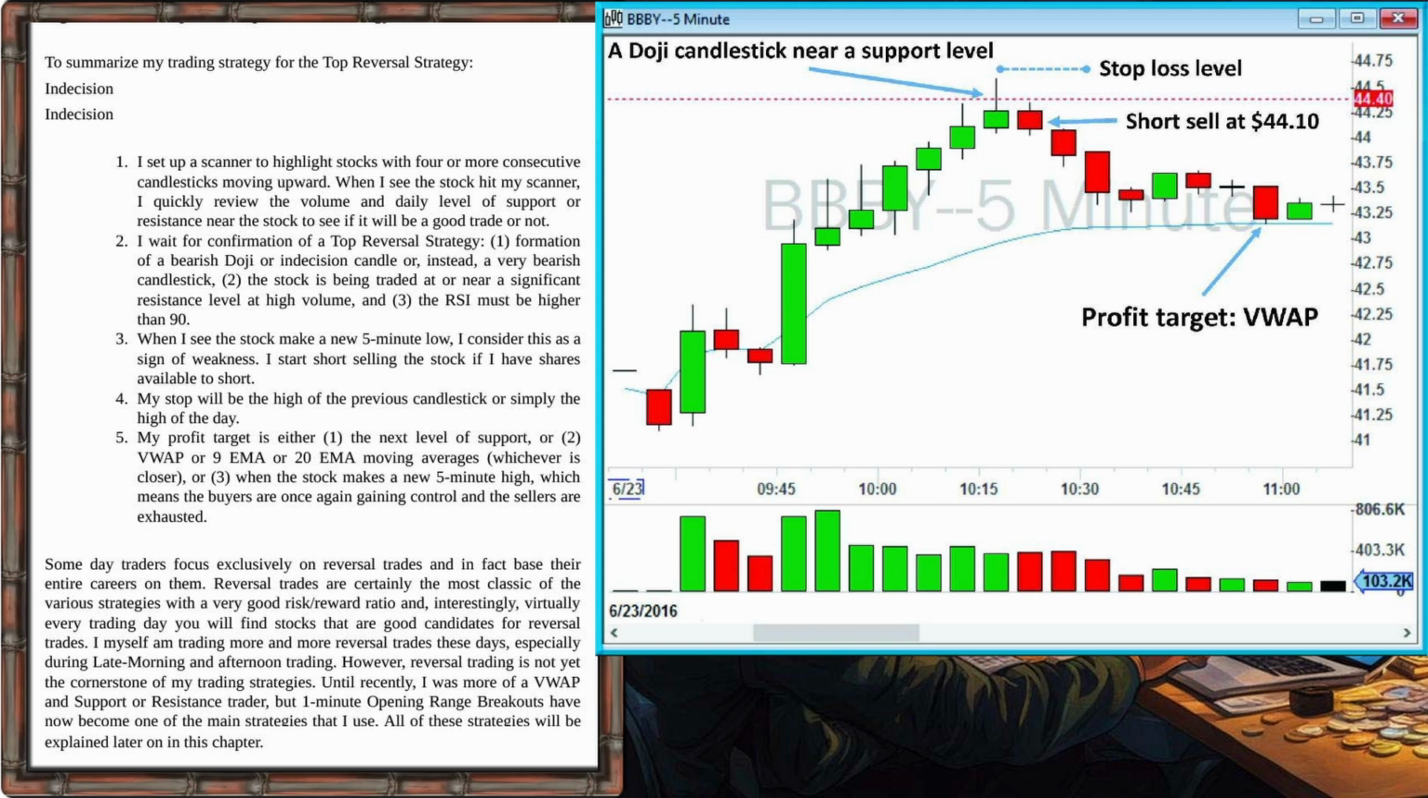5. My profit target is either 1. The next level of support, or 2. VWAP or 9 EMA or 20 EMA moving averages, whichever is closer, or 3. When the stock makes a new 5-minute high, which means the buyers are once again gaining control and the sellers are exhausted.